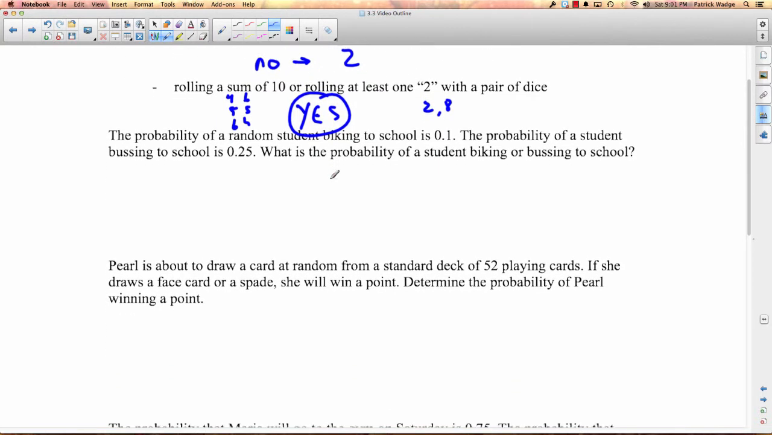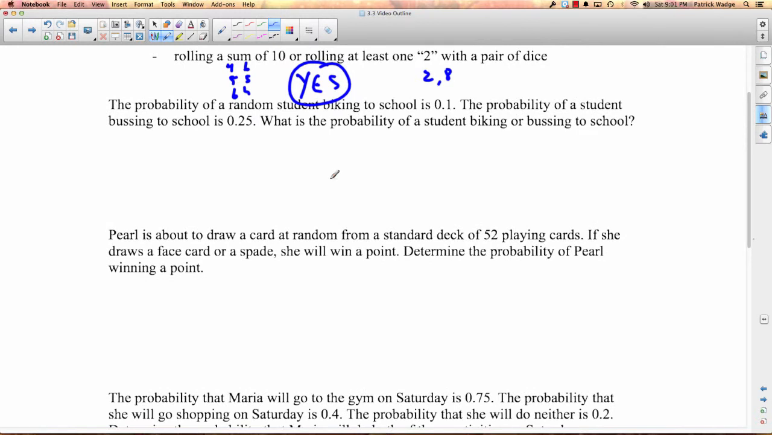Alright, the probability of a random student biking to school is 0.1. The probability of a student busing to school is 0.25. What's the probability of a student biking or busing to school? So the first thing you need to ask yourself is, are these mutually exclusive?